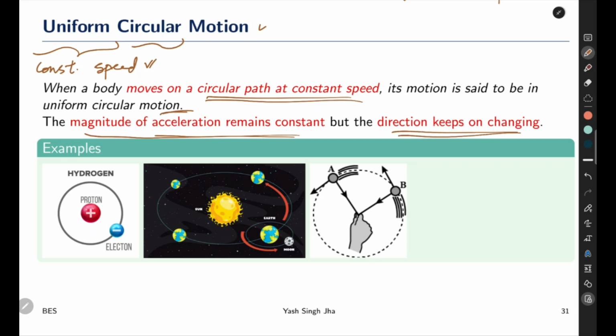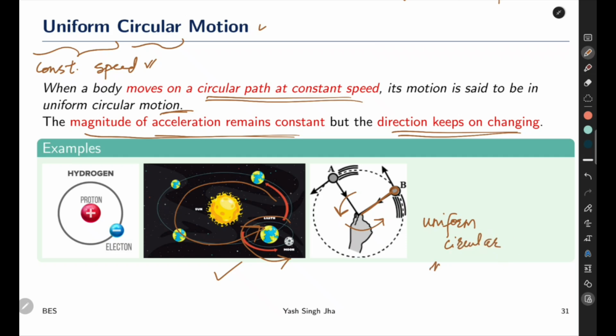What are the examples? The earth going around the sun in a circle, or the moon revolving around the earth. That's a circular motion. Or you tie a string to a stone and keep rotating it in a circle at a constant speed. That comes to be a uniform circular motion.